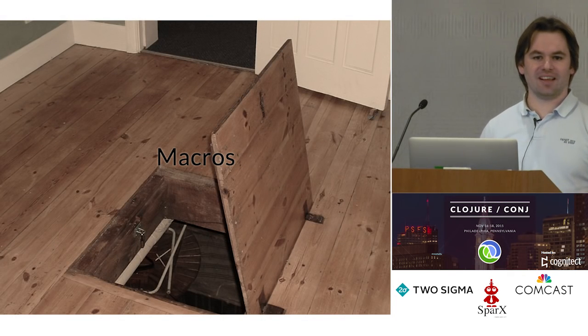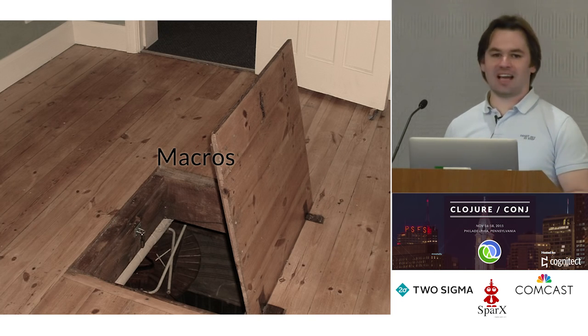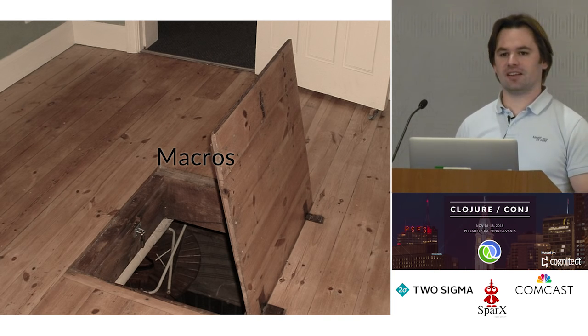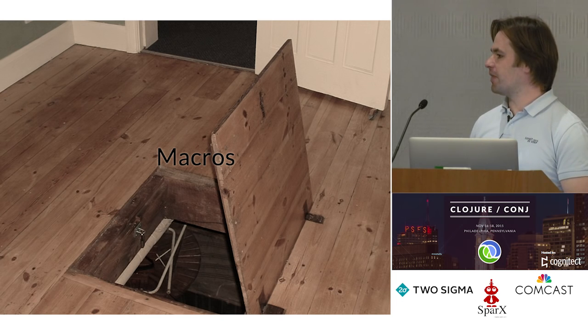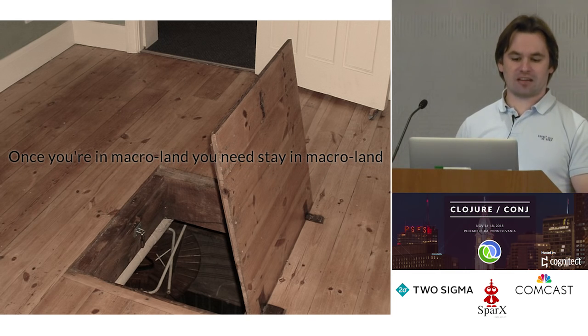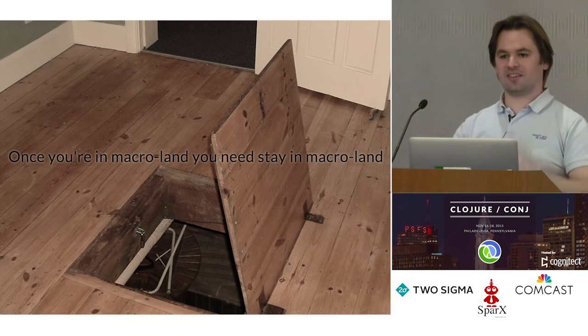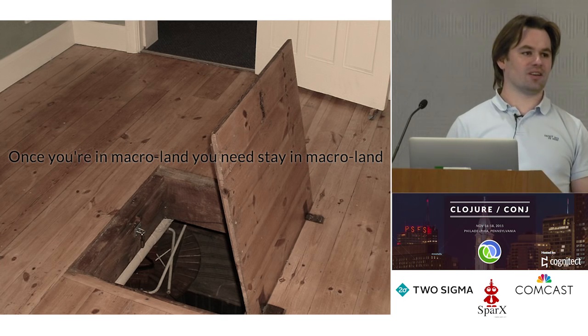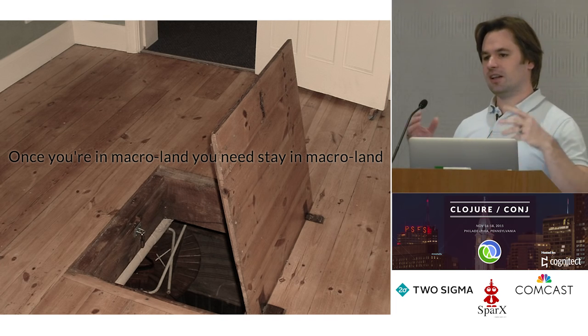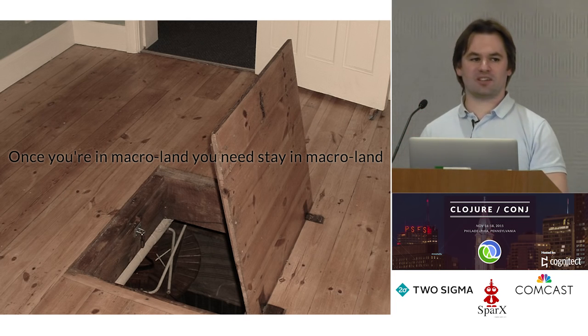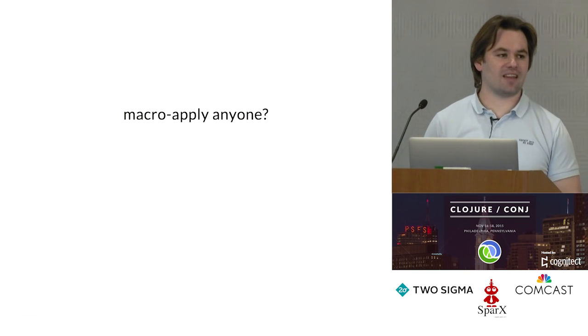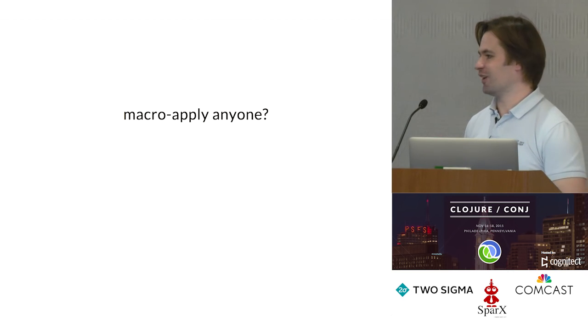And then there are macros. Well, macros are nice and fine, and one of the key features of Clojure and Lisp in general, but they're kind of a trap door, because once you're in macro land, you need to stay in macro land. So when you go to the meta level of programming, you find yourself somewhere there, and there's no easy way to return to the typical function application. You're no longer expressing your function calls, but you're expressing your code on a higher level. And one of the symptoms is that there's no macro apply, as far as I know, in Clojure core.